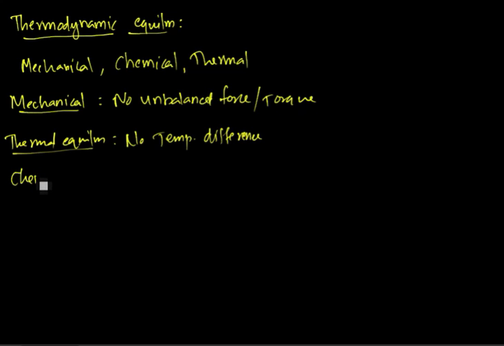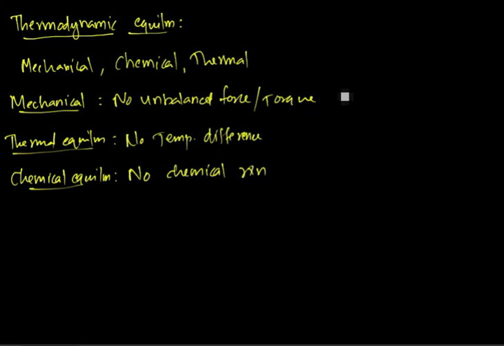Now the third one is chemical equilibrium. Here, there are no chemical reactions taking place within the system and no motion of any chemical constituents from one part of the system to another. So there are no chemical reactions taking place within the system and there is no motion of any chemical constituent from one part of the system to another part.